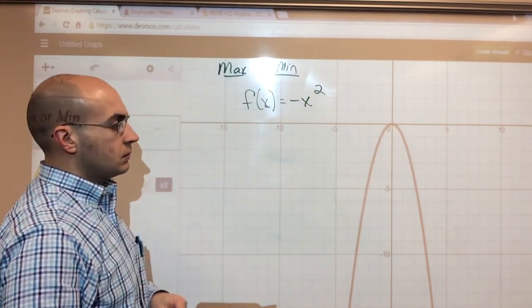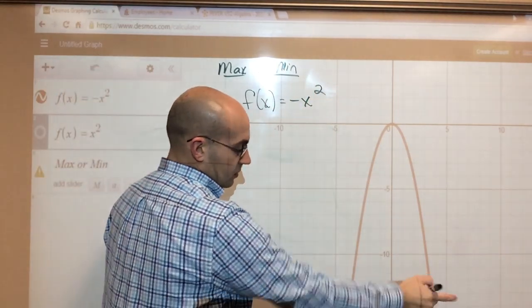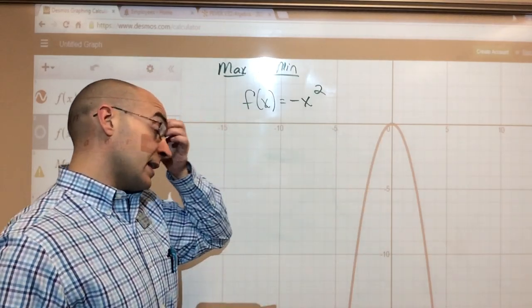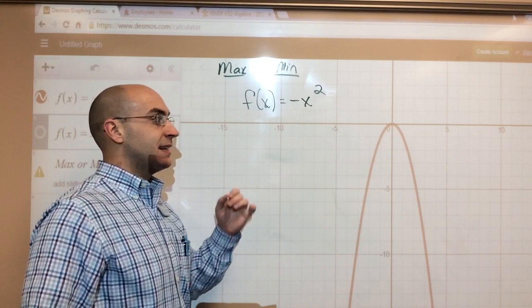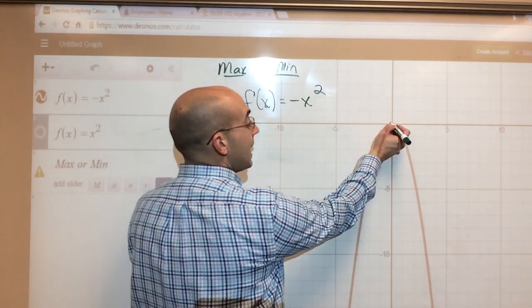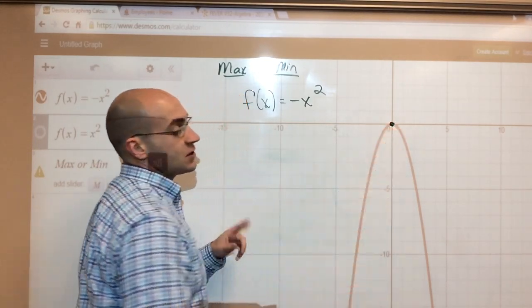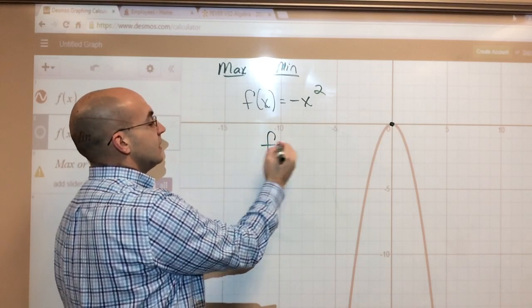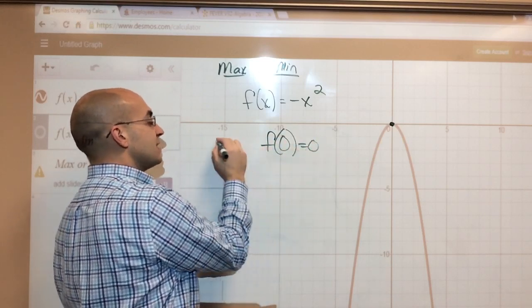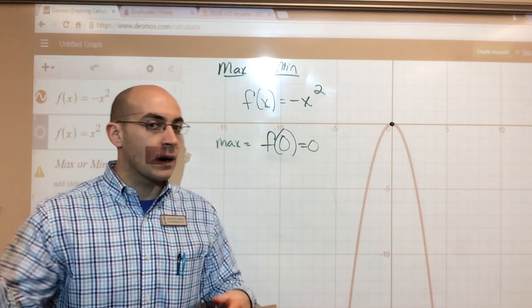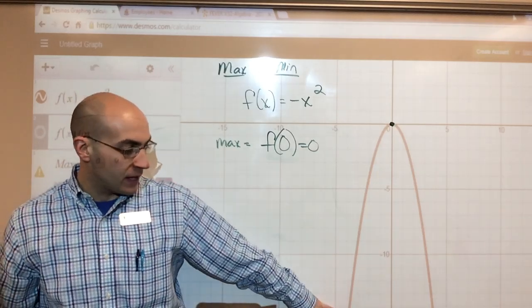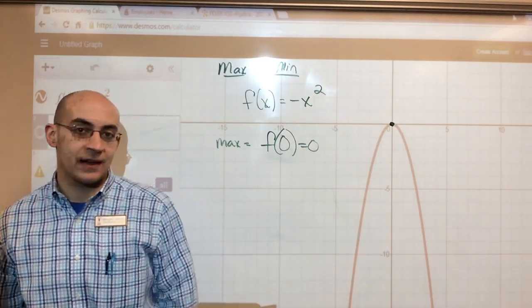Now, this is infinity. It goes down forever. It goes left and down and right and down forever. This is just the opposite of the other function. There is a max value. And the maximum value, the highest value that this function touches, is right there. So again, it's f of 0 equals 0, but this time it's a maximum value. There is no minimum value, local or absolute. There is not one minimum value here because, again, it goes to infinity.